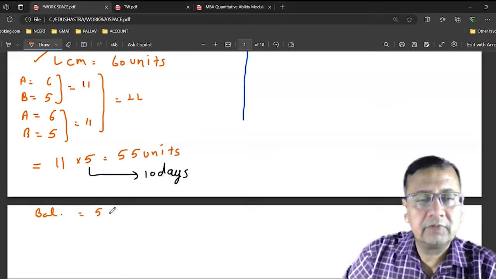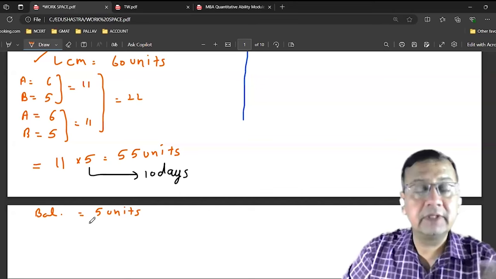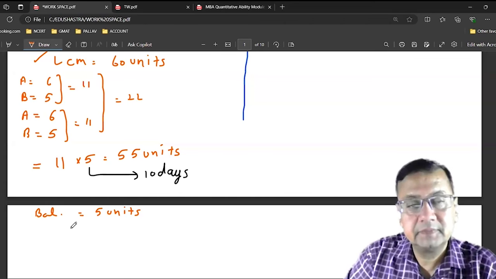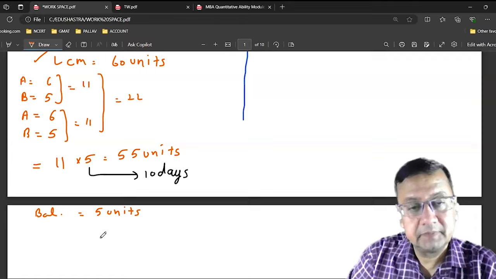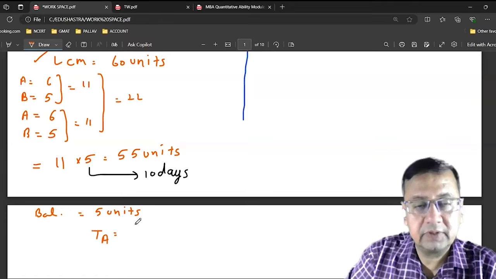That is 5 units, right? And this needs to be done on the 11th day. Who will come on the 11th day, A or B? A. So for the 11th day, the time for A is what?